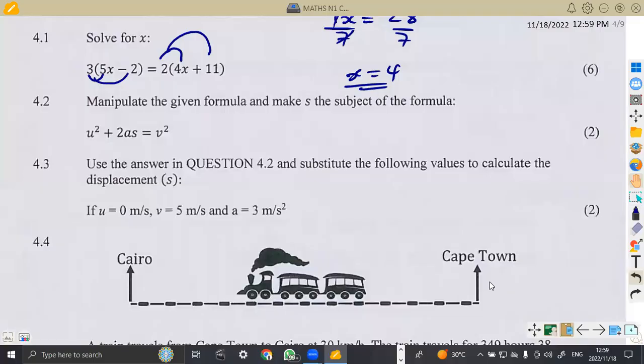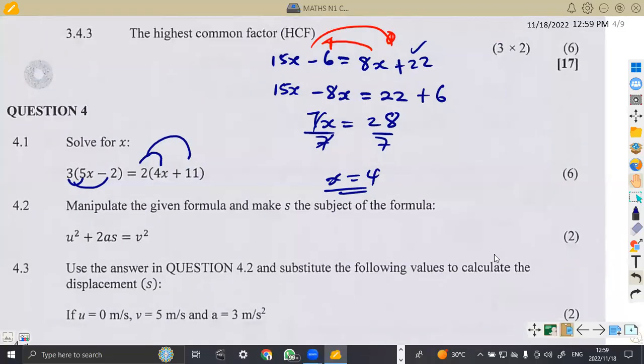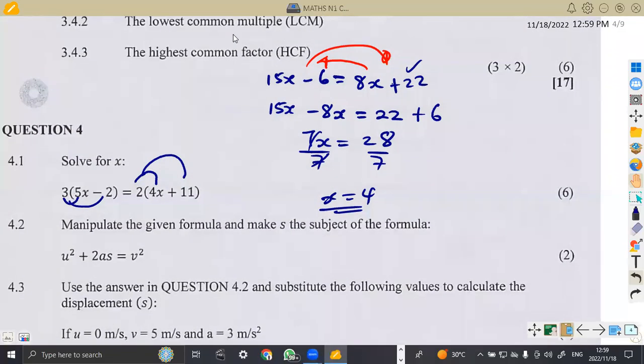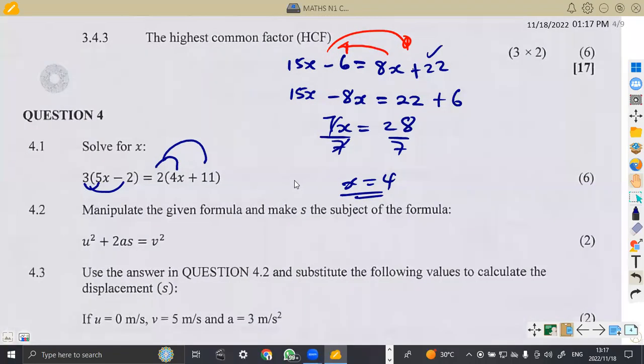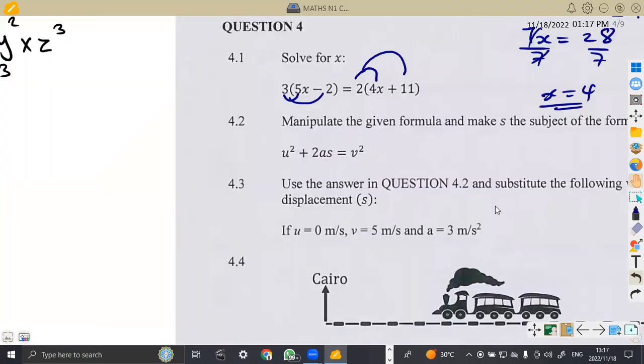All right, so what can we do, guys? We're supposed to manipulate, to change the formula into the one that we are supposed to. So we are asked to manipulate. So let's just see what we can do here. Let's just write it aside.